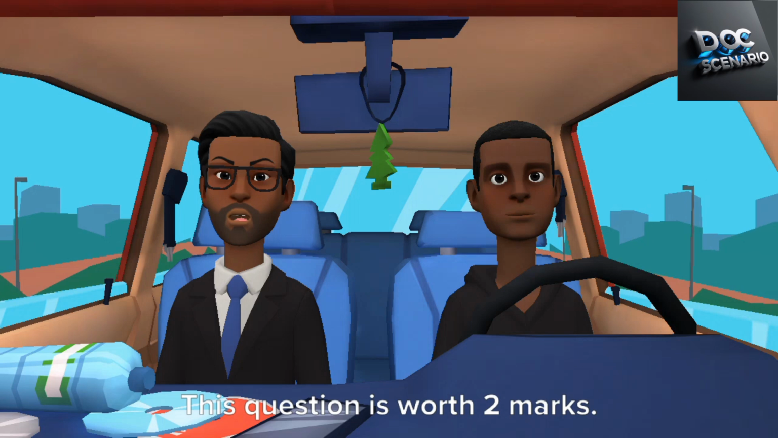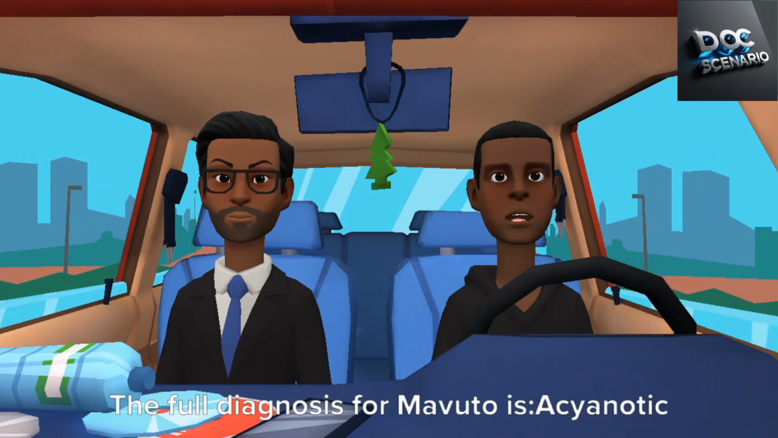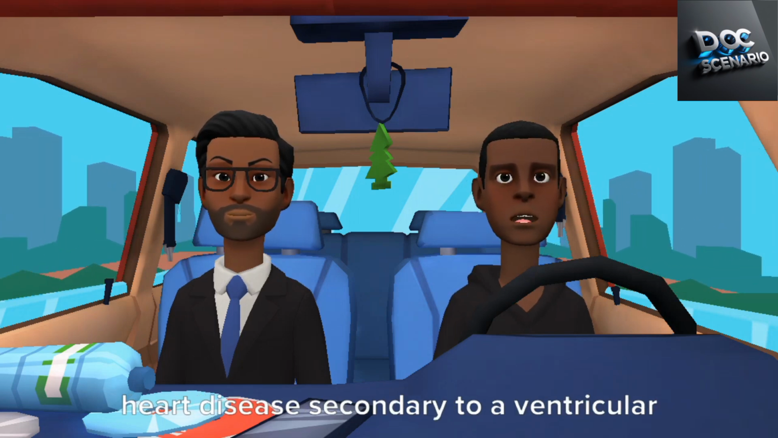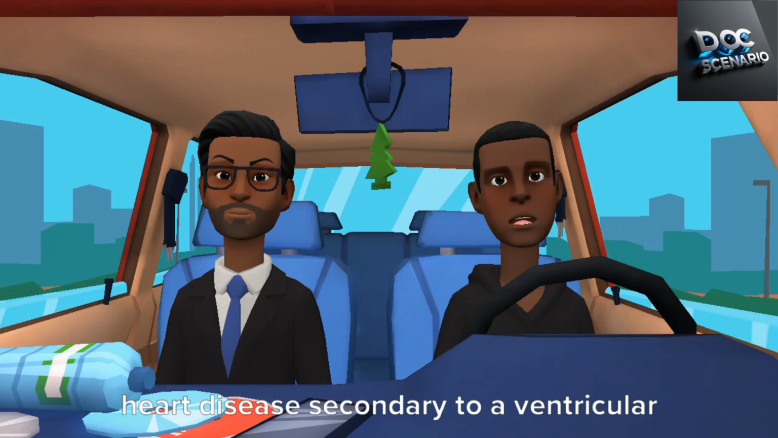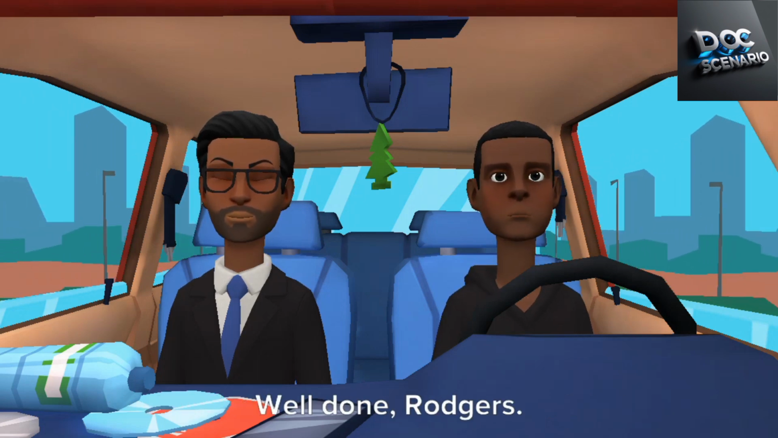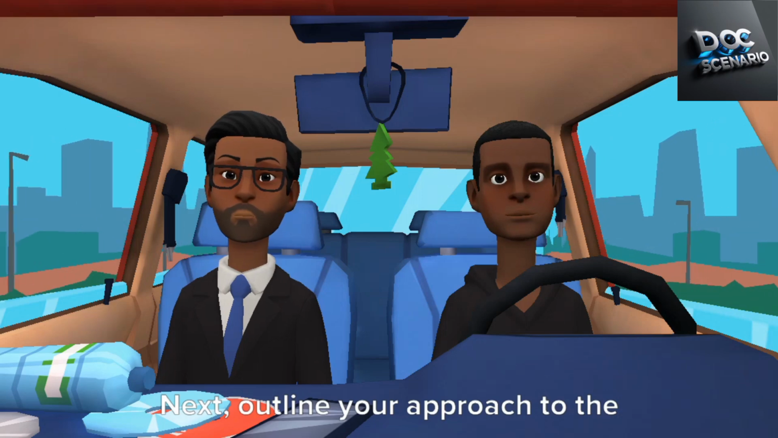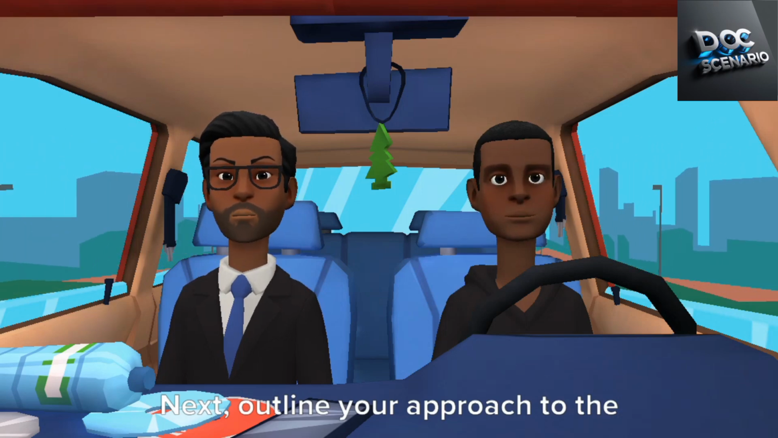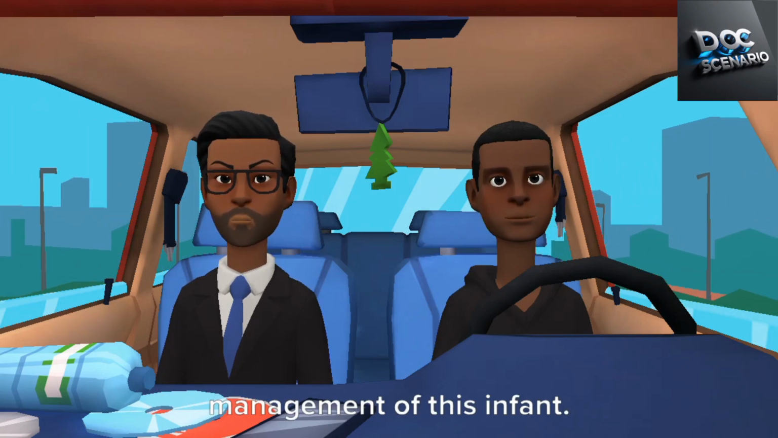This question is worth 2 marks. The full diagnosis for Mavuto is a cyanotic heart disease secondary to a ventricular septal defect, complicated by malnutrition and anemia. Well done, Rogers. Next, outline your approach to the management of this infant.